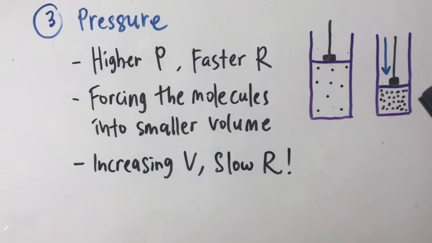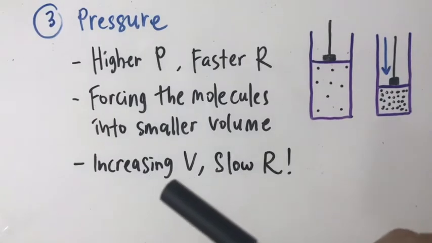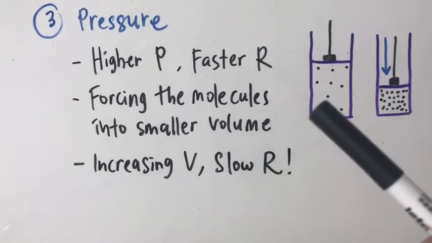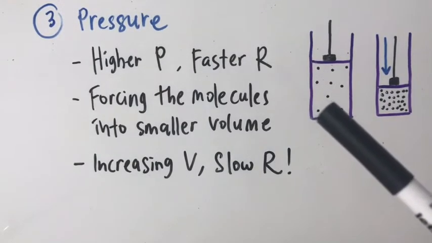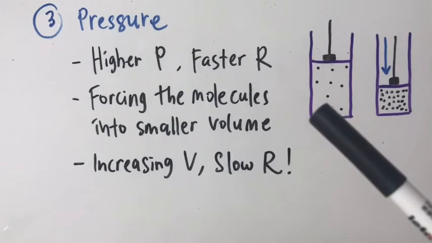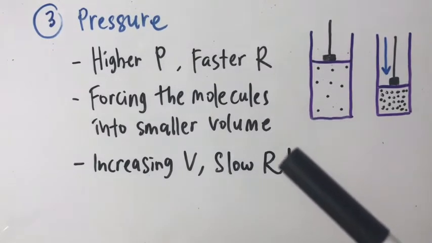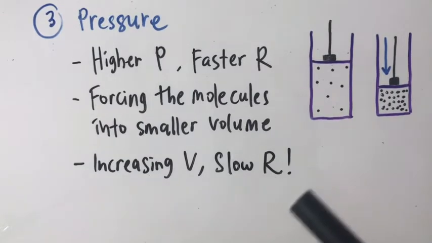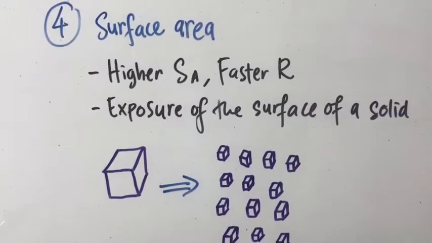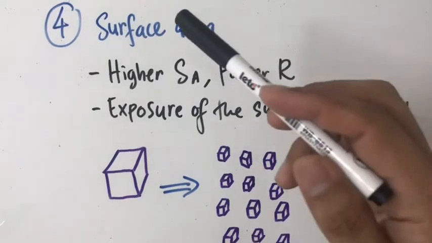reactions can proceed faster. Conversely, when we increase the volume of the system, the pressure will be decreased and thus will result in a decreasing of the collision frequency and then reduce the reaction rates. The fourth factor is the surface area.